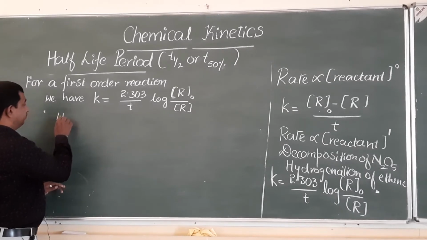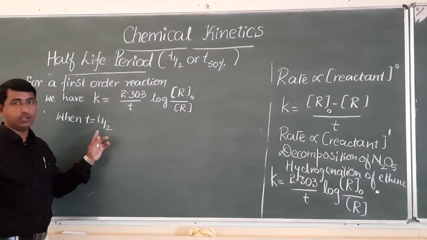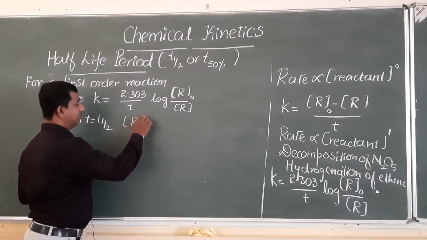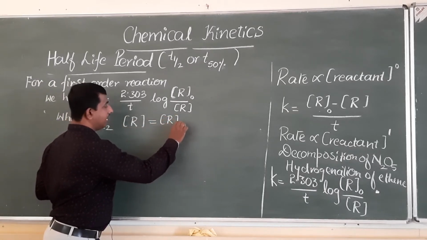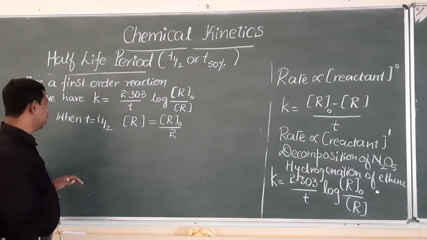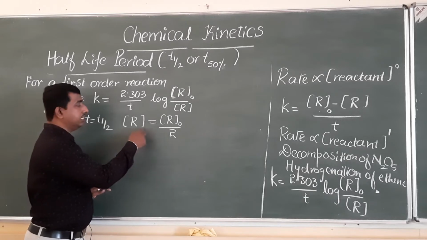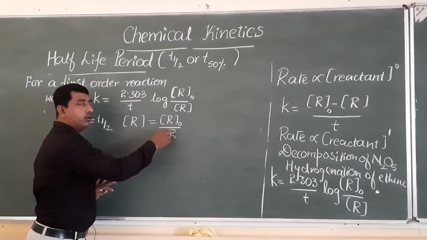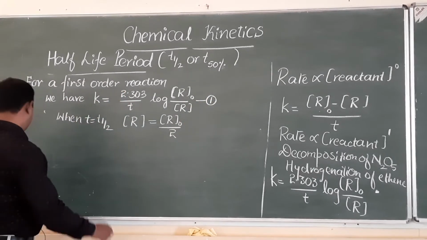I will use the half-life period condition. When T equals T half, that means for the first half-life, the concentration of the reactant, that is the R value, will be reduced to exactly half. Initial value is R naught, it is reduced to half, means the remaining value is R naught by 2, correct? So when T equals T half, R equals R naught by 2. Substitute the values in the above expression, or expression 1.